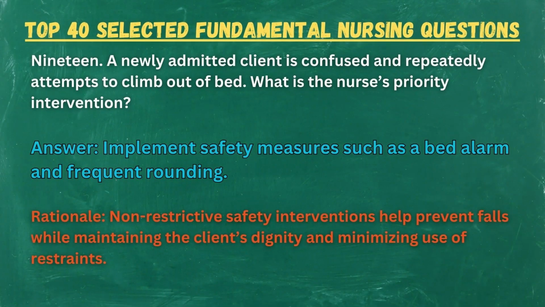19. A newly admitted client is confused and repeatedly attempts to climb out of bed. What is the nurse's priority intervention? Answer. Implement safety measures, such as a bed alarm and frequent rounding. Rationale. Non-restrictive safety interventions help prevent falls while maintaining the client's dignity and minimizing use of restraints.